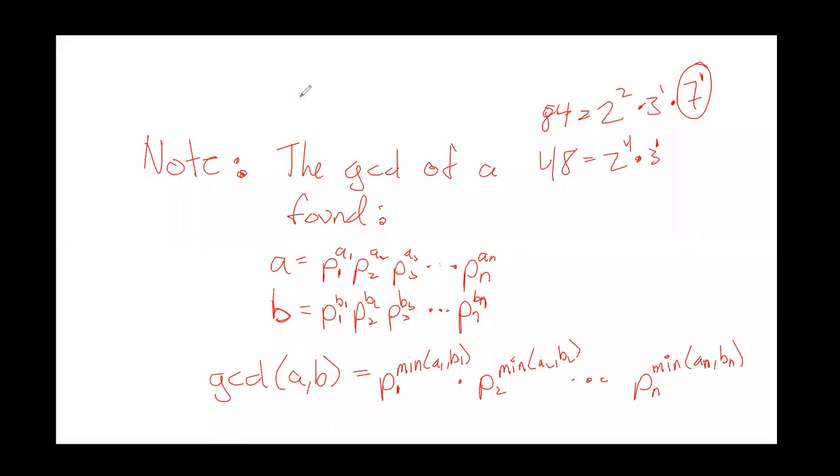A note here: given the way we've defined how we're going to expand out A and B, we have to also write 7 here, but we can just make that a superscript 0, which is just times 1. To find the greatest common divisor, we simply identified the common factors and took the minimum of the exponents. This will assure that the corresponding factors will divide both of the numbers A and B.